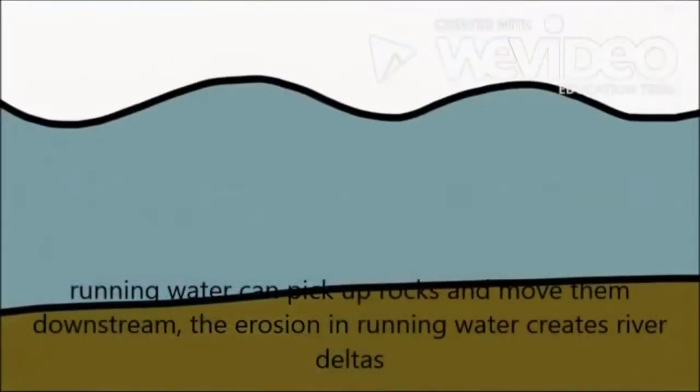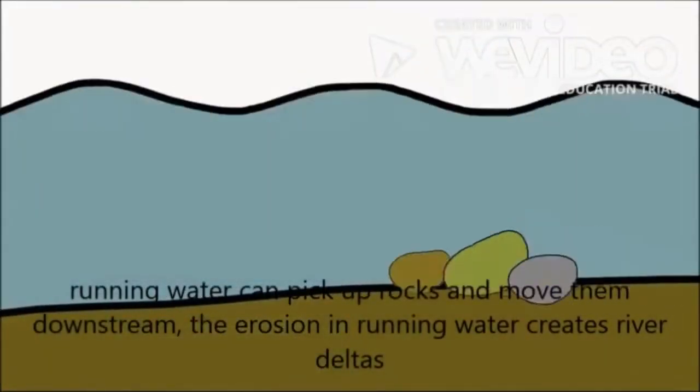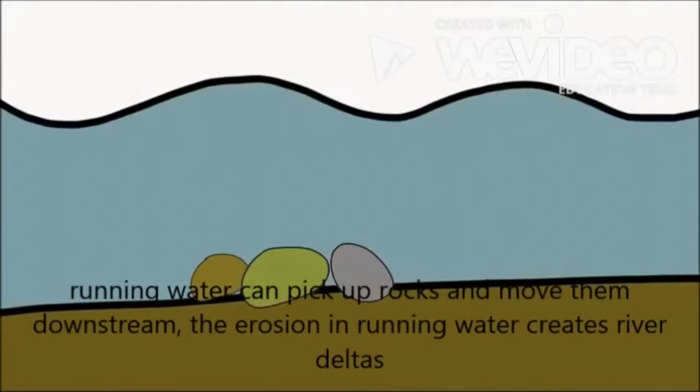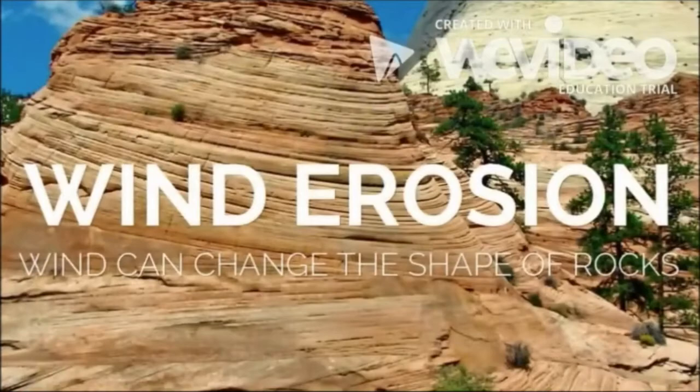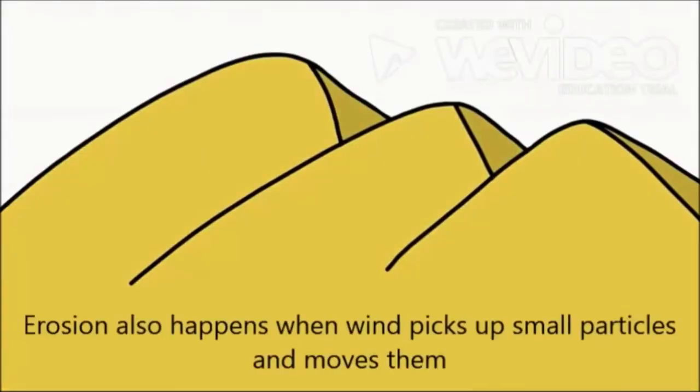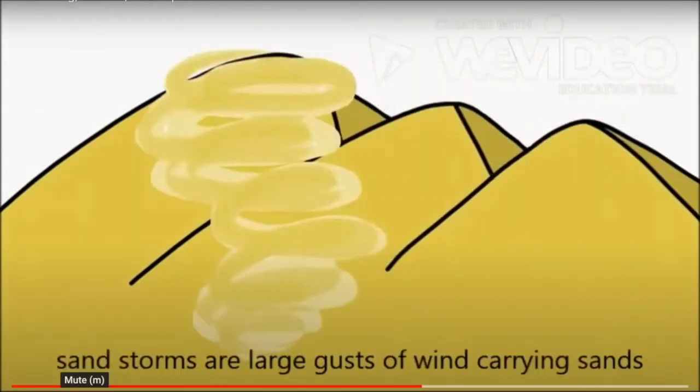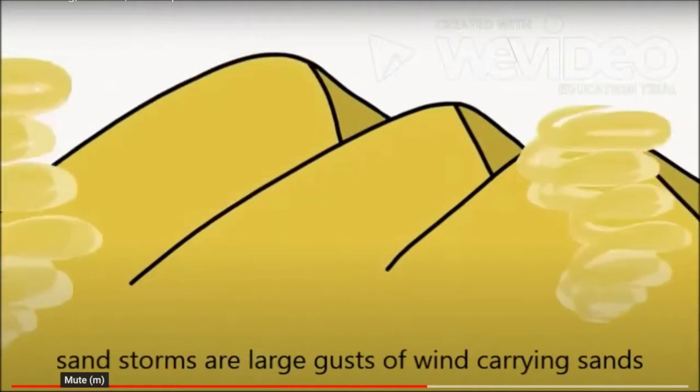Running water can pick up rocks and move them downstream. The erosion in running water creates river deltas. Erosion also happens when wind picks up small particles and moves them. Sandstorms are large gusts of wind carrying sand.